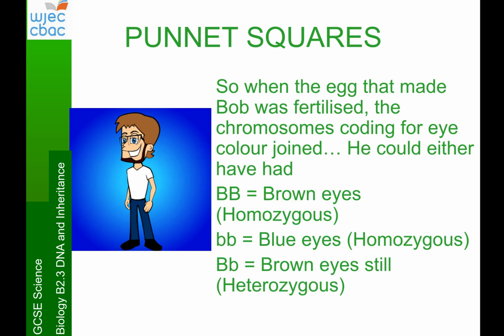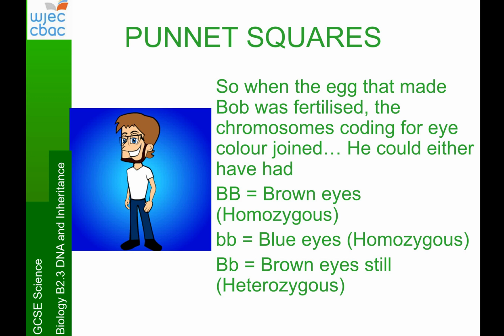So when the egg that made Bob was fertilised, the chromosomes coding for eye colour joined together. He could either have had brown eyes, in which case he would have inherited two dominant capital B alleles, one from each parent, and so he would be homozygous. He could have inherited two lowercase b's for blue eyes, and again be homozygous, but this time homozygous recessive. Or he could have inherited one of each type of allele, a capital B and a lowercase b. He would have brown eyes, and he would be heterozygous.